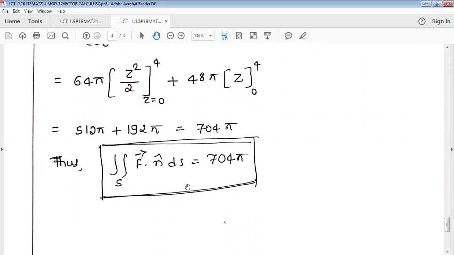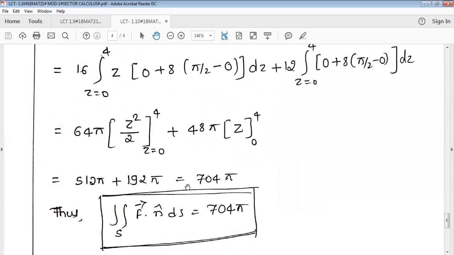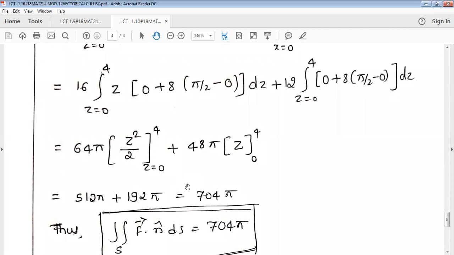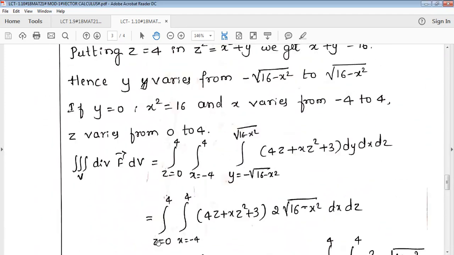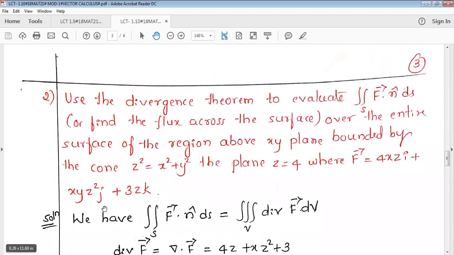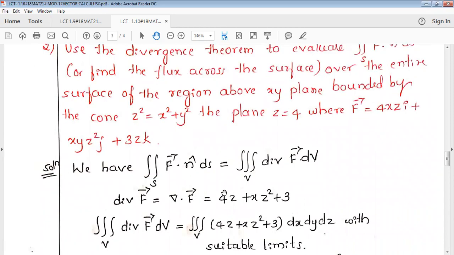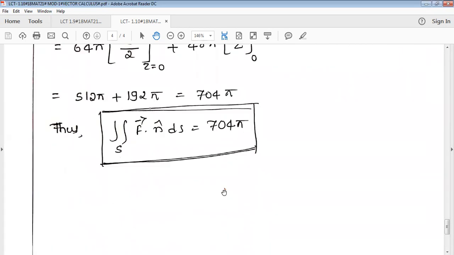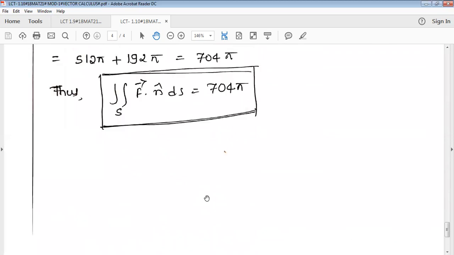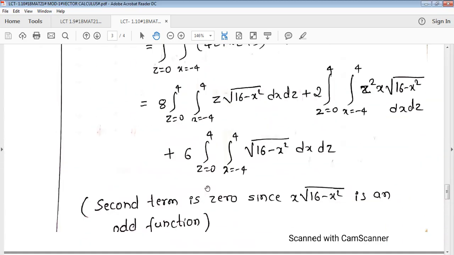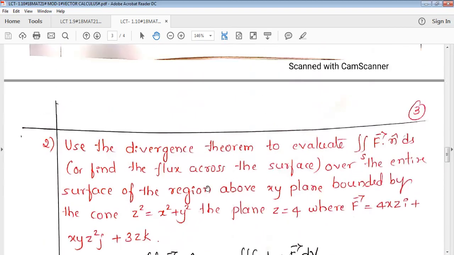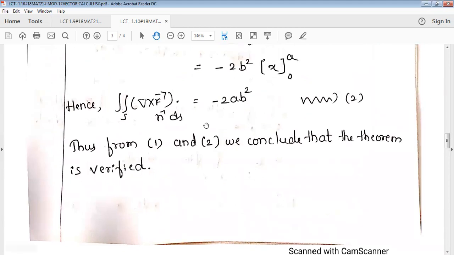That is 704 pi. So the double integral over S of vector f dot n cap dS, that is the flux over the given area, is 704 pi. That is, the flux across the given surface is 704 pi. This is how to use the divergence theorem to find the flux across the given surface. This completes module 1.